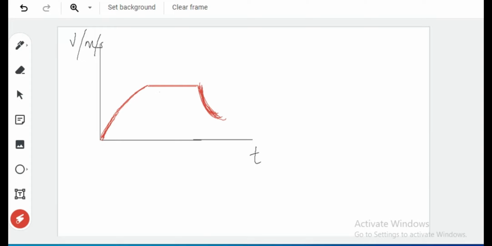What do you call this, for a velocity against time? Please define this motion from here to here. Is it a constant decreasing deceleration? No, this is decreasing now. It's not getting steeper. This is decreasing deceleration.